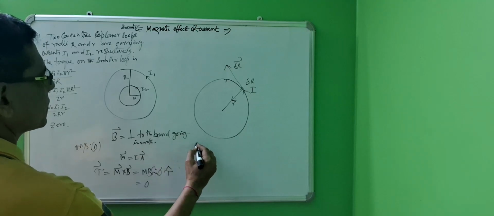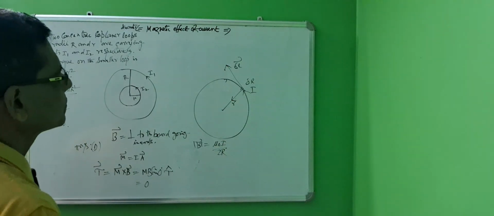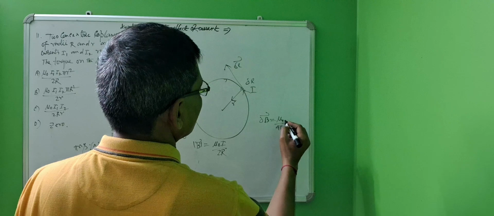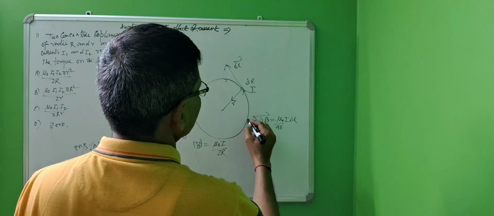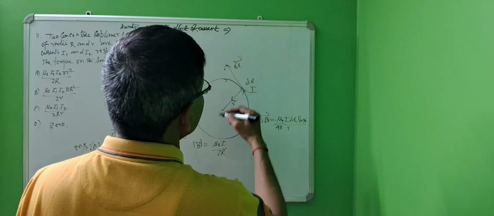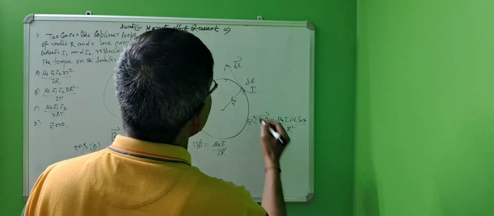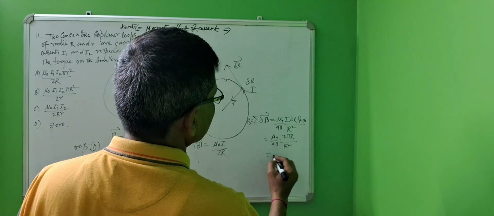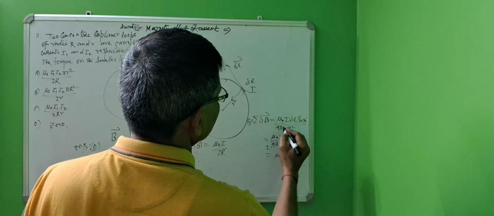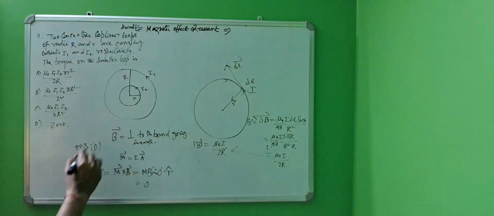Because B equals mu 0 I upon twice R. So B can be obtained by Biot-Savart's law, mu 0 by 4 pi into sigma delta L sine of 90 degrees divided by r square, so mu 0 by 4 pi into twice pi r divided by r square equals mu 0 I by twice r. So this one comes from this, so answer D.